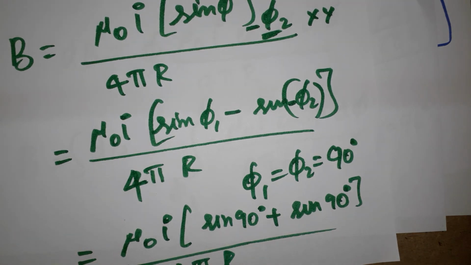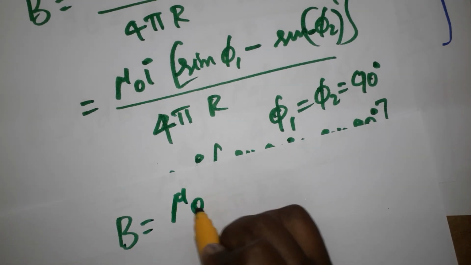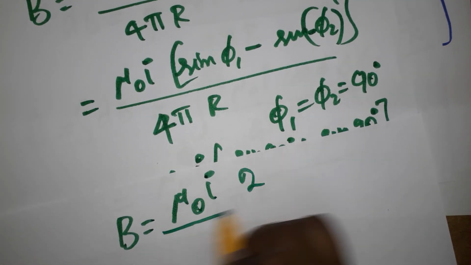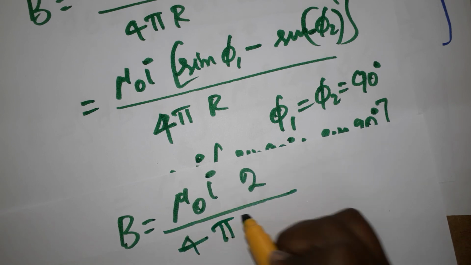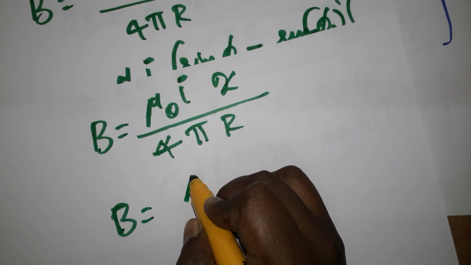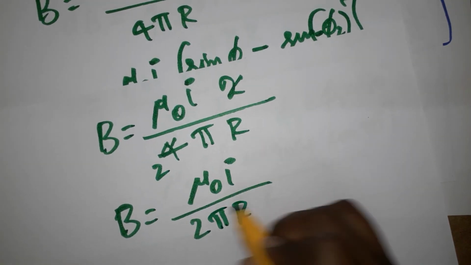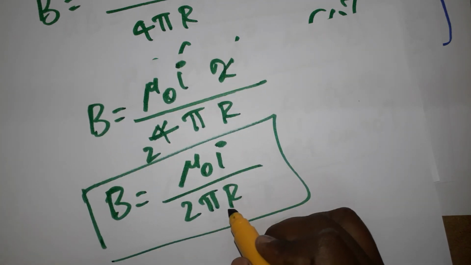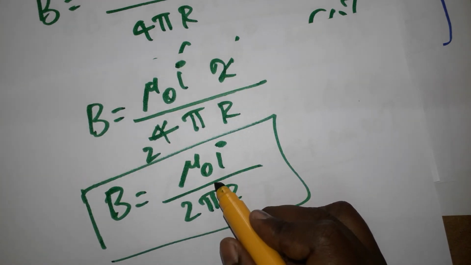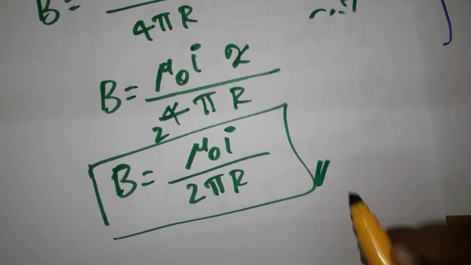So we know the sin 90 answer will be 1. So 1 plus 1 will be 2. So B is equal to mu naught I times 2 divided by 4 pi R. This gets cancelled. So B is equal to mu naught I divided by 2 pi R. I is the current, R is the radius, and mu naught is a constant. So the magnetic field finally we will get like this.